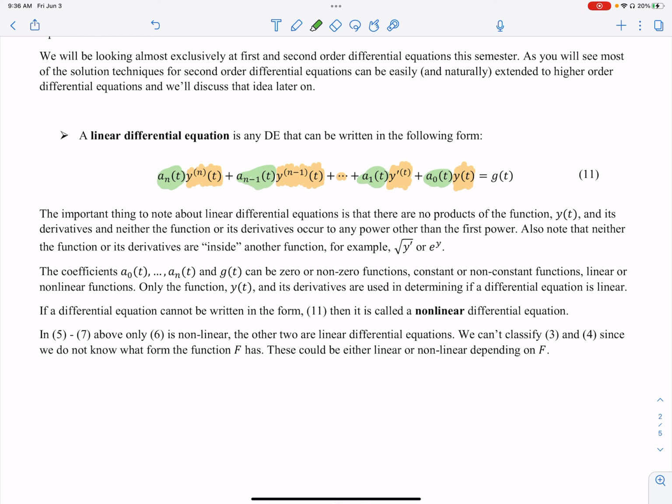It can be a 0. It could be a 5t. It could be a square root of t. It could be t to the 5th power. It could be ln of t or cosine t. It could be anything with t's or constants. Just can't have a y.